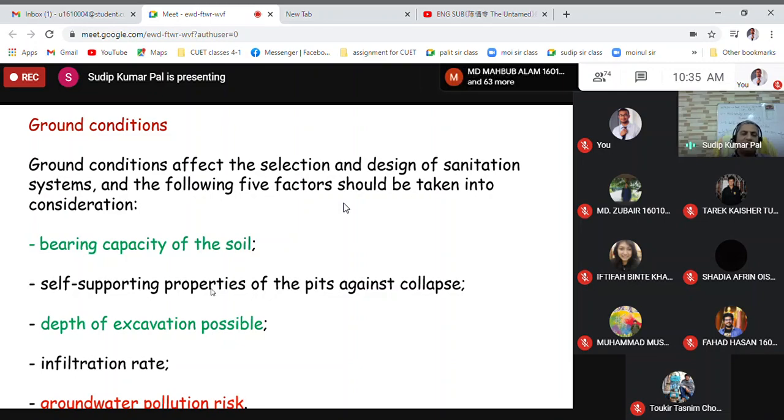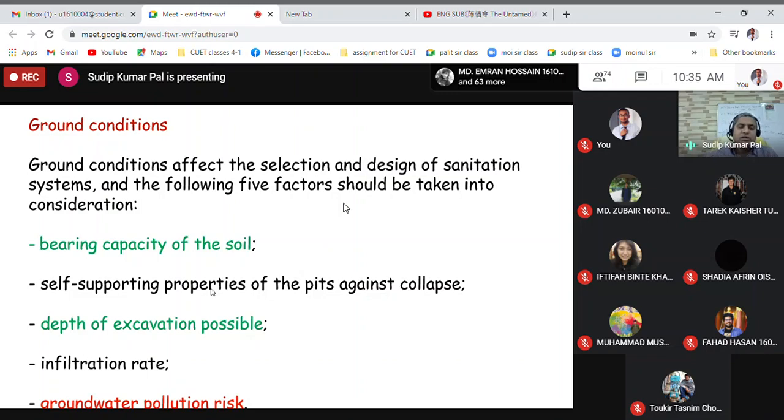So whether self-supporting pit properties against the collapse, you have to check the depth of excavation possible. Whether it is a rocky soil, then it is not possible to dig out the pit. Basically, the depth of excavation is not possible. Sometimes it's very loose sand, and depth of excavation is not possible also. So that is a few things.